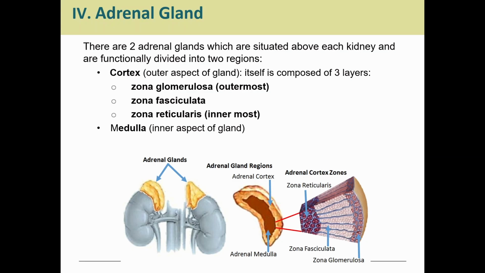So if we look at where we see this, just to remind yourself of the anatomy, we have the zona glomerulosa, we have the fasciculata, and then reticularis, seen in those three colors, and then the medulla is all this seen here in the middle.